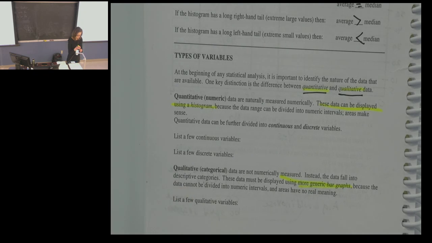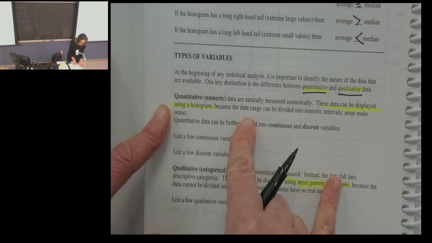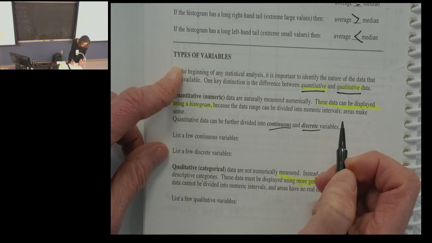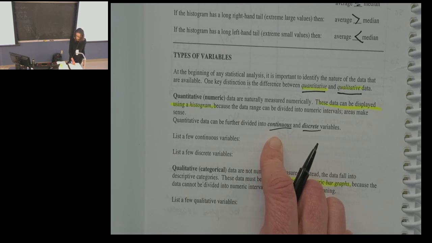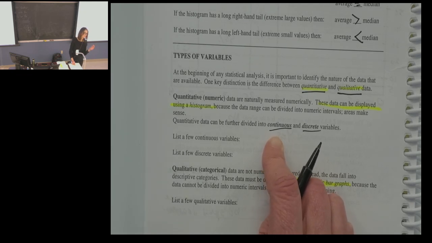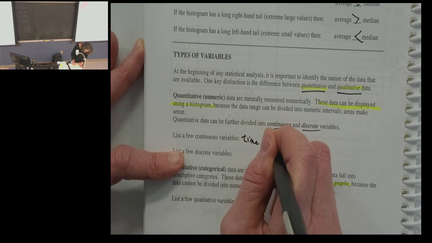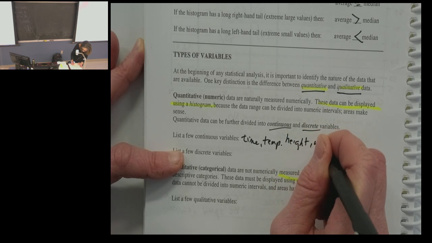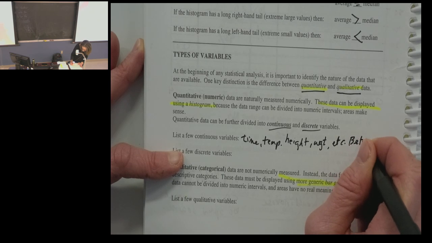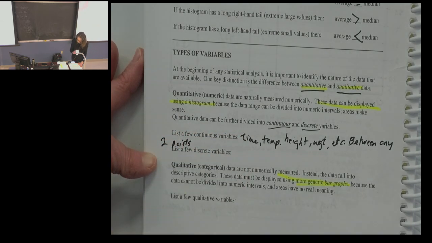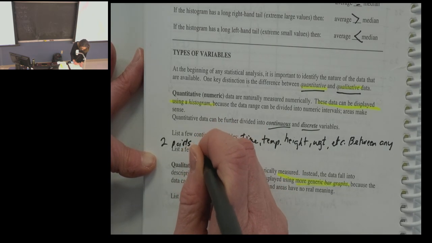where the horizontal axis has no quantitative meaning. It's just a category name. Then quantitative data can either be divided into continuous or discrete. Continuous data is data like time, temperature, height, weight, where between any two points you could have an infinite number of points. You could break it down smaller and smaller. The idea is it's continuous: between any two points, there are an infinite number of points, and you can make smaller and smaller divisions.